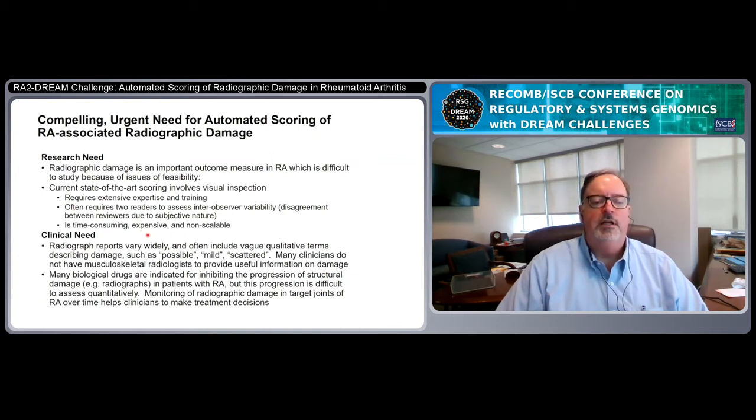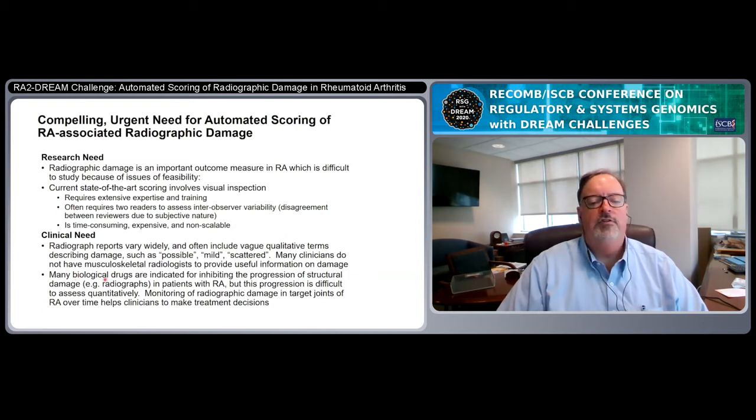The clinical need is when clinicians such as rheumatologists see patients in the clinic, they often rely on damage reports from the radiographs, and these often are very short and sometimes very confusing, using words such as possible or mild or scattered. Many clinicians do not have access to musculoskeletal radiologists who are used to reading hand and foot films in rheumatoid arthritis and other types of arthritis.